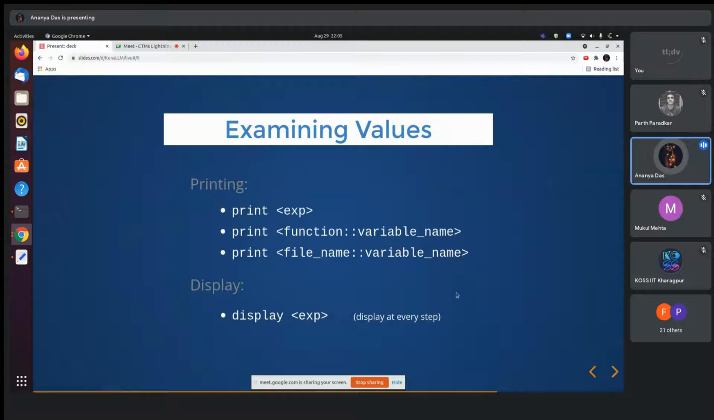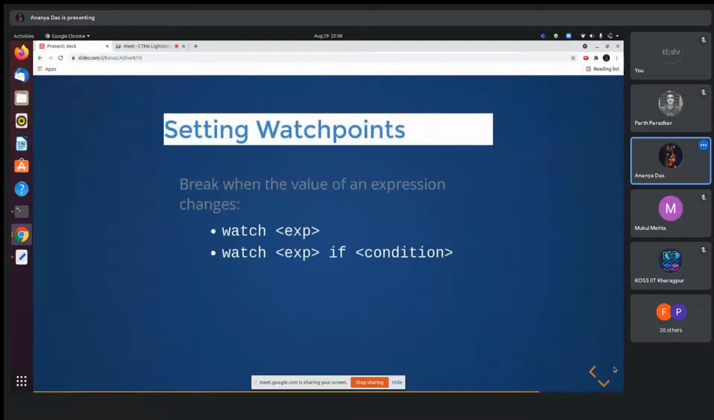We can also examine values at any point during this debugging session. Both print and display give the value of variables at any point in the code. But the only difference is print will showcase the value only once, while display will give the values at every step of the code. Like we continue it, and display will keep on showcasing the variable's value that we have given. We can also set watchpoints which break when the value of an expression changes, and we can give some conditions according to our needs.